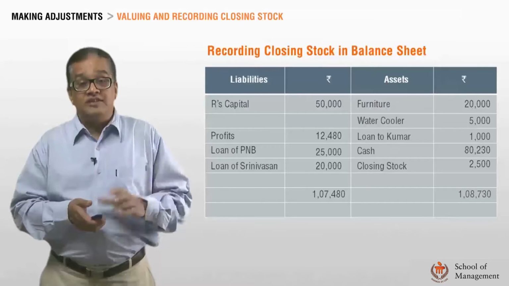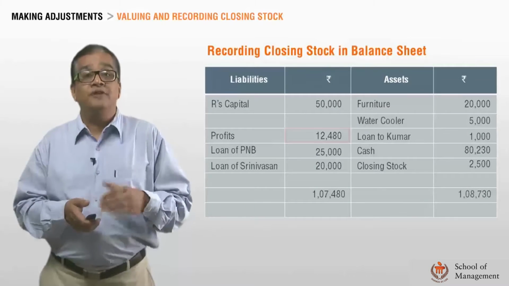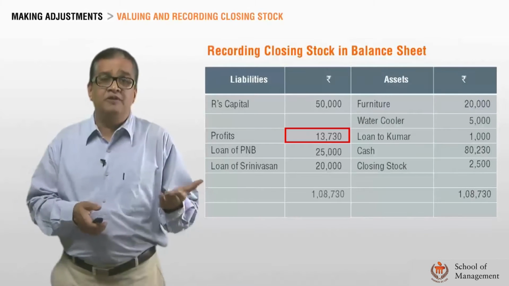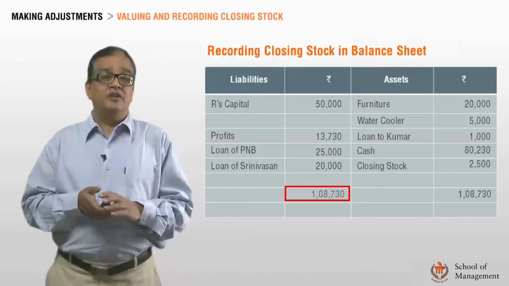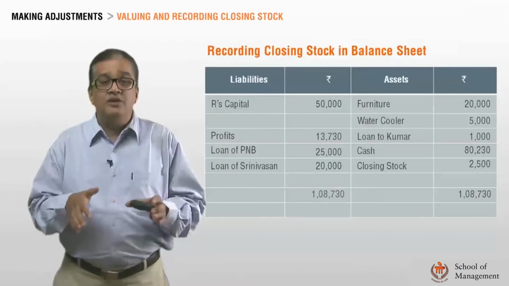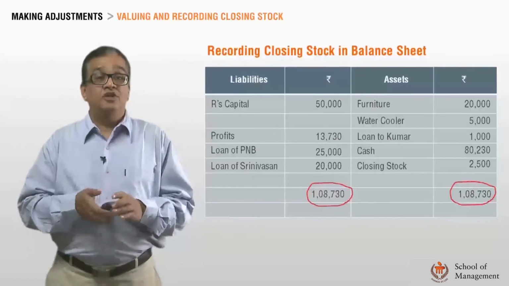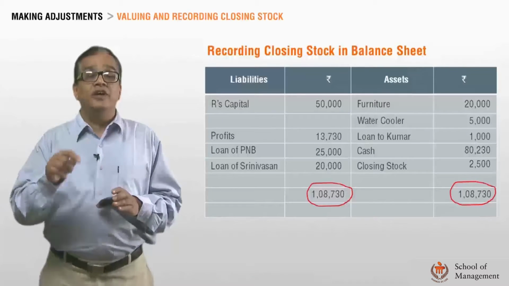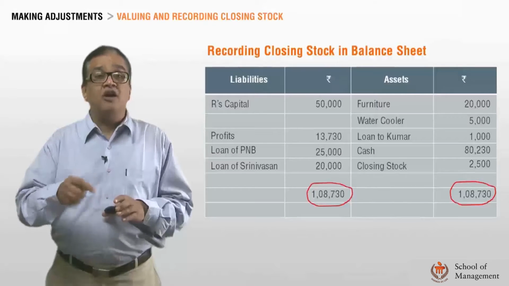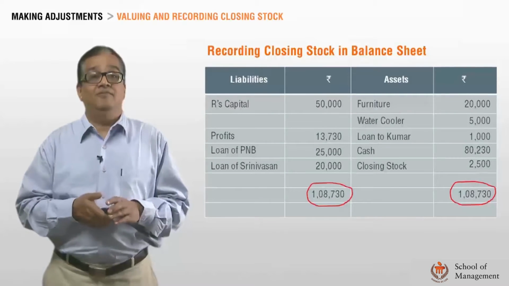On the liability side, because the profit has increased by 1,250, the total of the profits will go up by rupees 1,250, and therefore, finally, the balance sheet will again balance. So, we continued the dual entry concept despite not making a transaction.